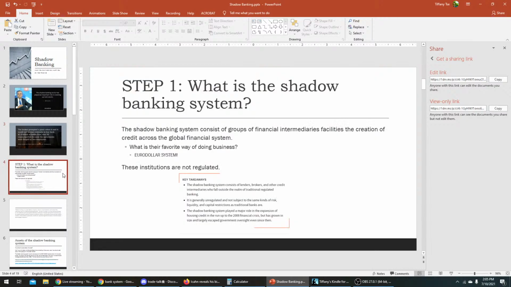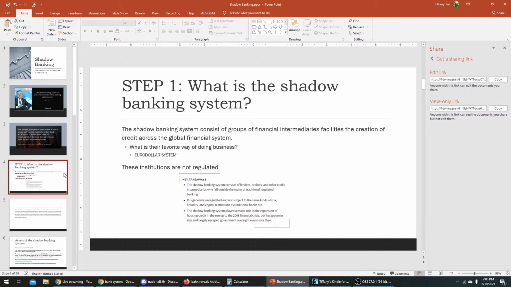Step one, we have to describe what the shadow banking system is. When we talk about that, we're talking about the intermediaries in charge of creating credit around the world. And what is their favorite way of doing business? We have to think about the Eurodollar system, right? The Eurodollar system is like you have the European Union and the dollar system married into one.